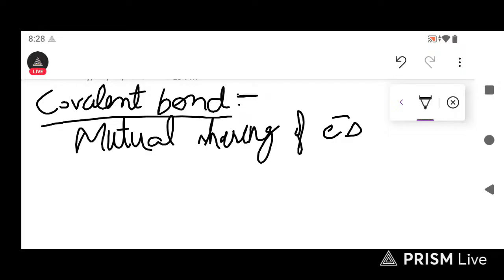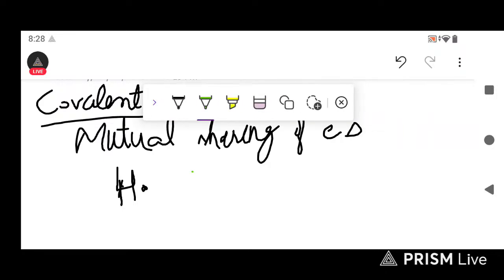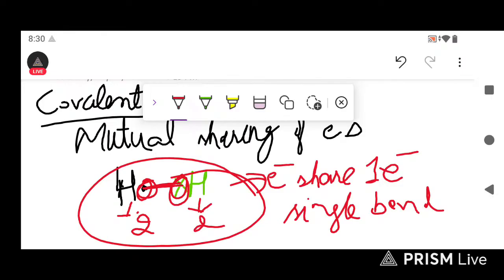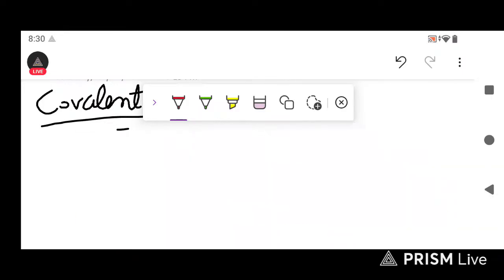Hydrogen, you all know that hydrogen has one electron. So I explained previously that hydrogen completes its duplet. Now look at the green hydrogen, it also has one electron, and that electron is shared between the two atoms, and we call it a covalent bond.